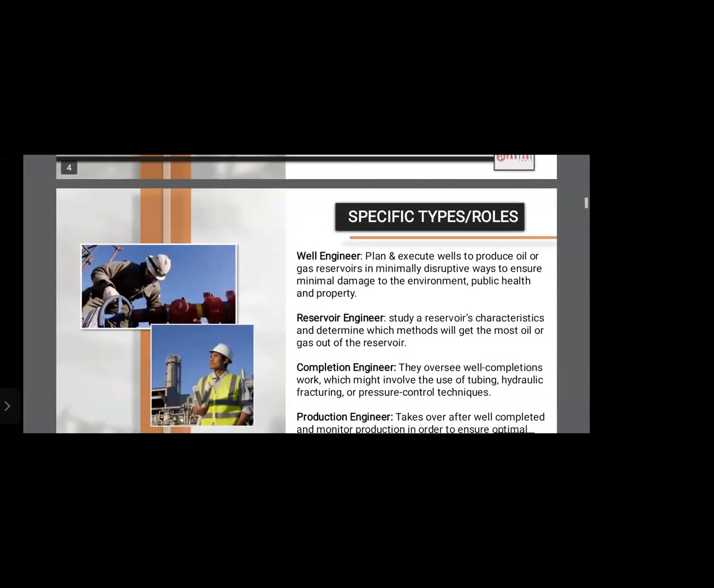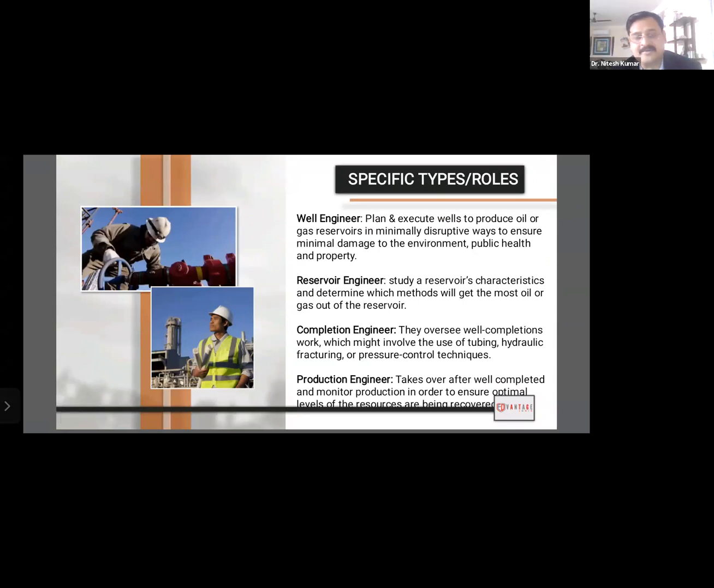A geologist per se will find oil and gas, right? He does his seismic studies and looks at the outcrop and all that. But what does a well engineer do? He plans the well. The well which has to be put in the ground must be planned, and that's where a drilling and well engineer comes into the picture. Almost the same thing. Some companies call it drilling engineer, some call it well engineer, like in Shell we call them well engineers. So we execute. Execute means you go and drill the well to produce oil or gas from reservoirs in minimally disruptive ways, to ensure minimal damage to the environment, public health, and property. So that's in brief what a well engineer does.